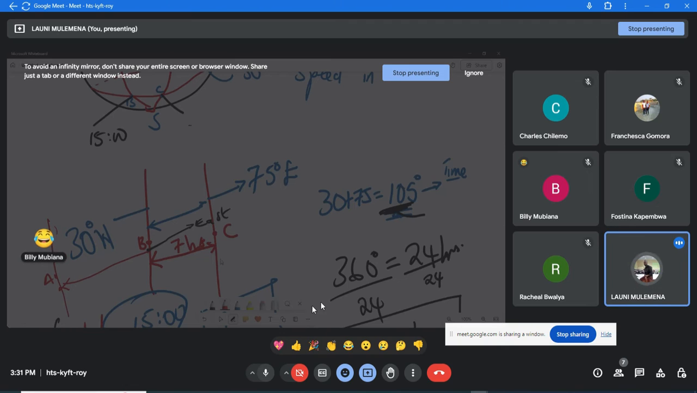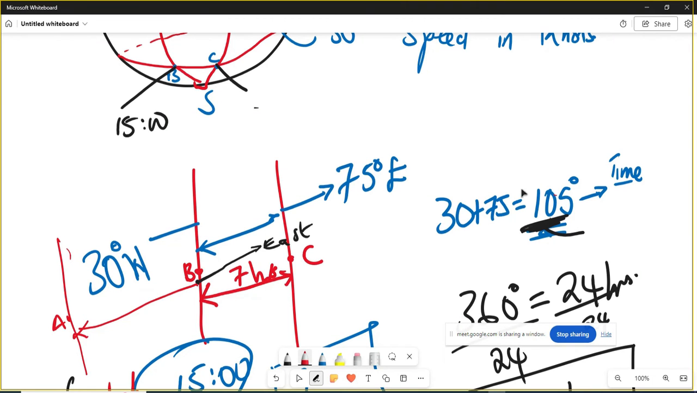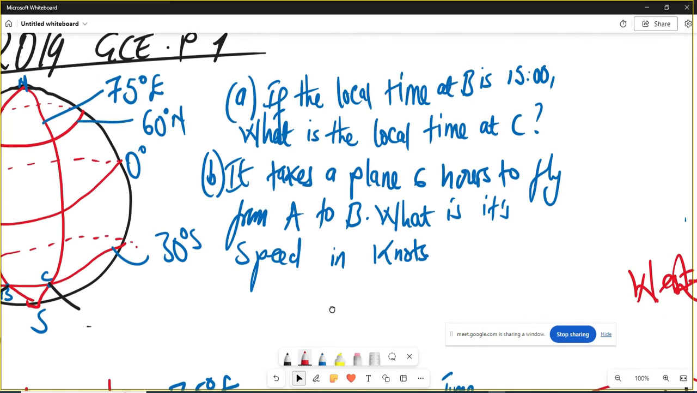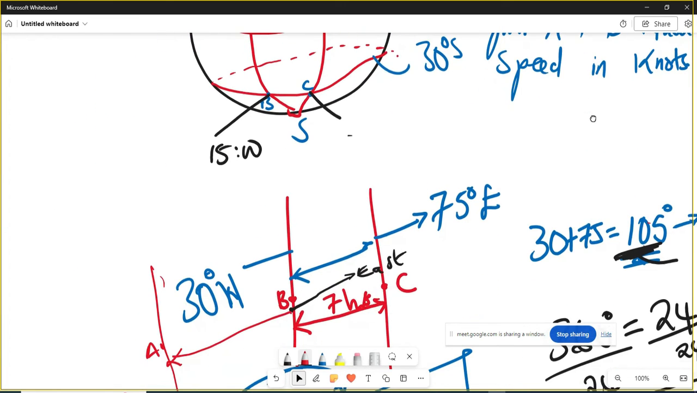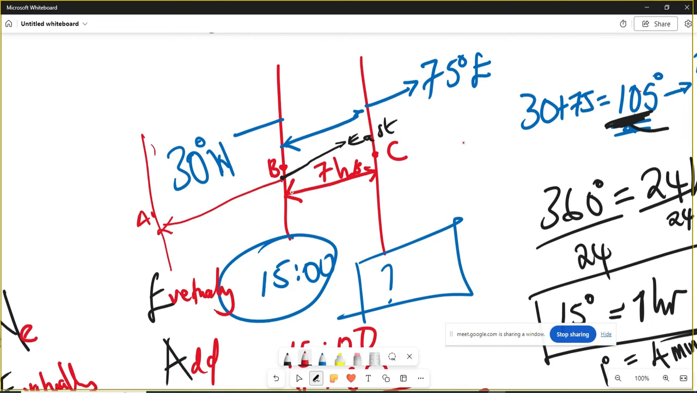Let me give a summary of the explanation. The question is saying, if the local time at B is 15 hours, what is the local time at C? You need to go to the diagram. In this diagram, we have B and C. Let me extract this B and C and create independent lines. After doing that, I have these lines here.